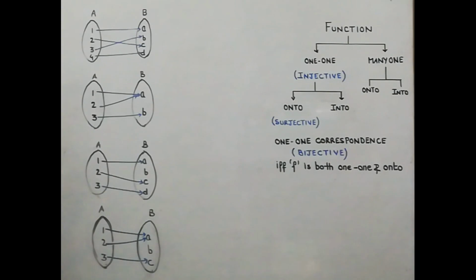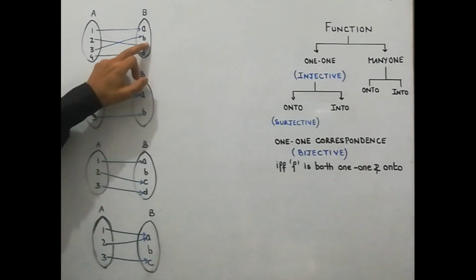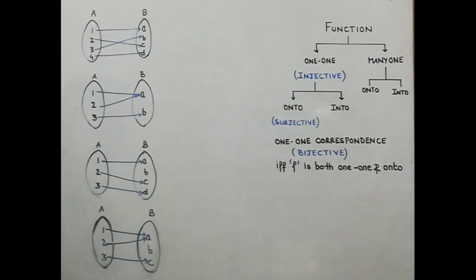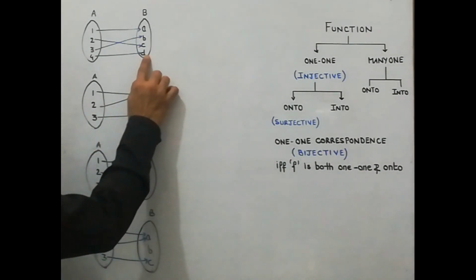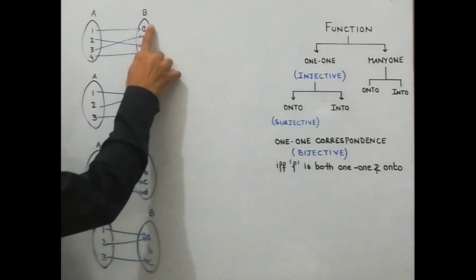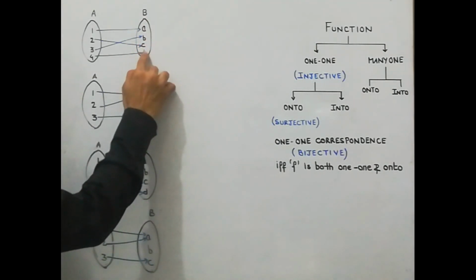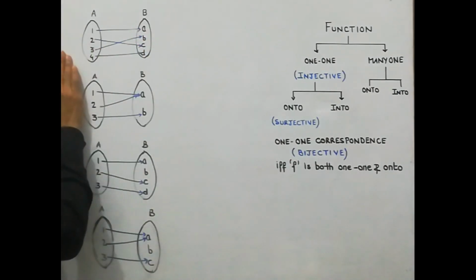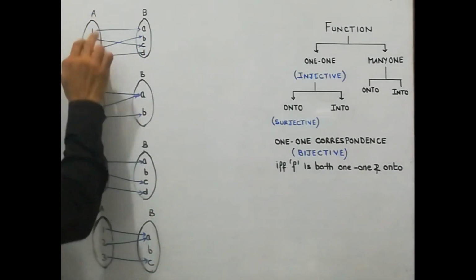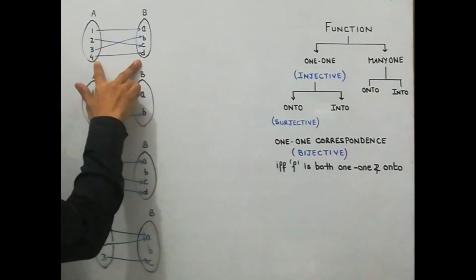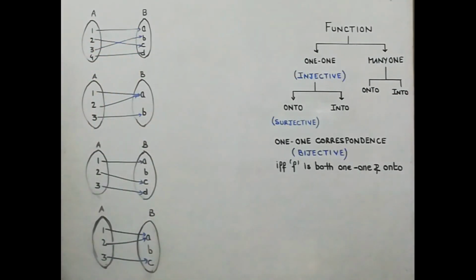Okay. Now, if all the elements in set B, that is all the elements in codomain, have pre-image in domain, then we say that it is 1 1 function. Just see this point once again. All the images in codomain have pre-image in domain, then we say this is onto function.